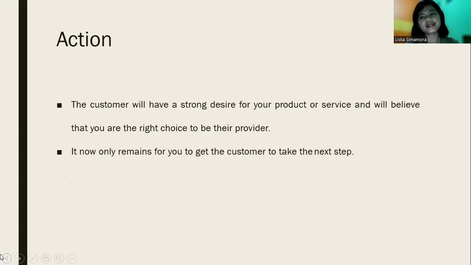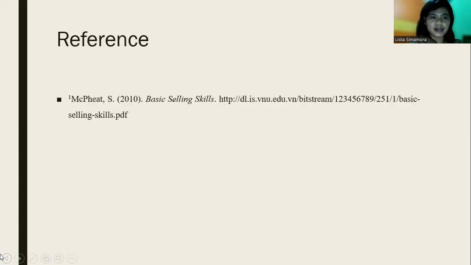And then for the action, when they have that desire, finally, they will take action. They will choose your product. They will buy your product. Okay, so this is the reference. I took the information from this book. You can go to this website.